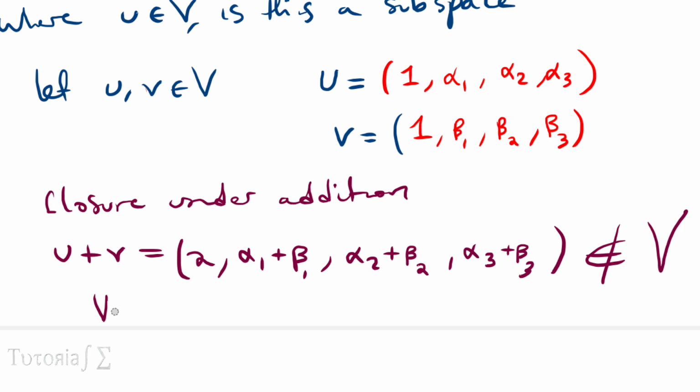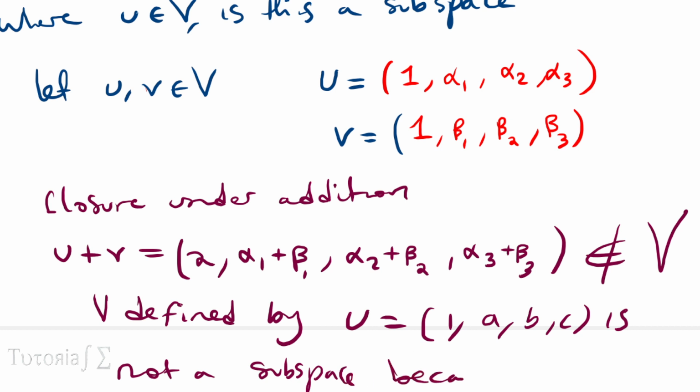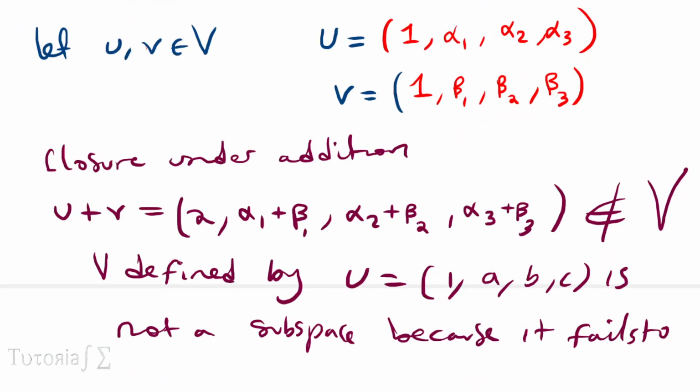So this V, defined by U, which is equal to (1, a, b, c), is not a subspace because it fails to be closed under addition.